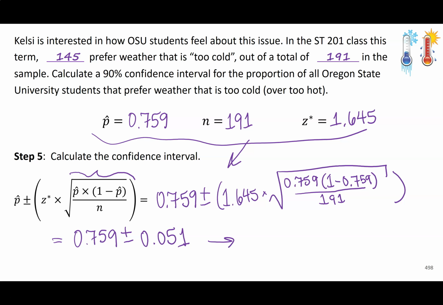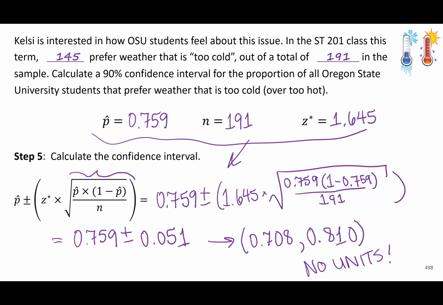And I'm going to get my confidence interval in interval notation. It's going to be about 0.708 to 0.810. So roughly 70.8% to about 81%. And no units. Anytime we're dealing with proportions, they do not have units, so don't include units here. So almost all the way through, now we have to do that write-up where we write our 2-part conclusion.